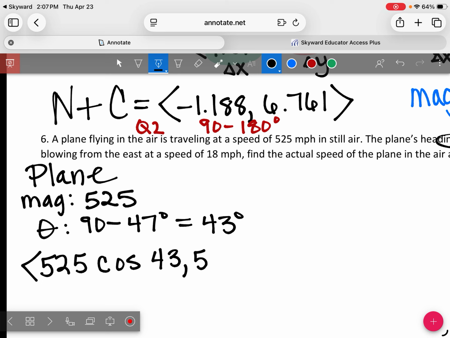525 sine 43. And for those people who came in a little late because you were on the field trip, this will be posted. The recording will be posted. I recommend you go back and fill in anything that you may have missed. You have a skills check tomorrow. It is open note. So you need to have complete notes. So go ahead, type that in, see what you get.